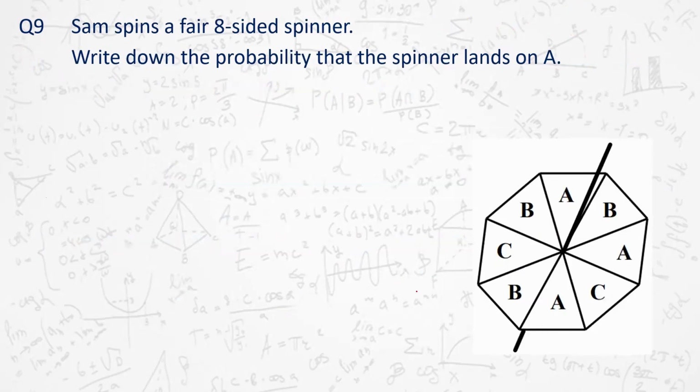Next, we have question 9. Sam spins a fair 8-sided spinner. So you can see we have 8 options. Write down the probability that the spinner lands on A. So we have 1, 2, 3 A's out of the 8 sides. Therefore, the probability will be 3 out of 8 chances that the spinner lands on A. That's our question 9.